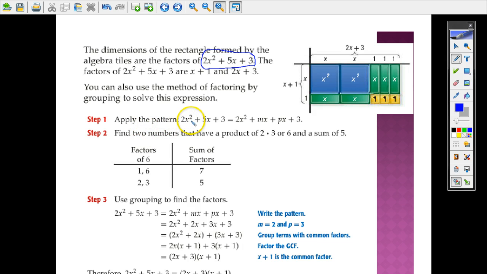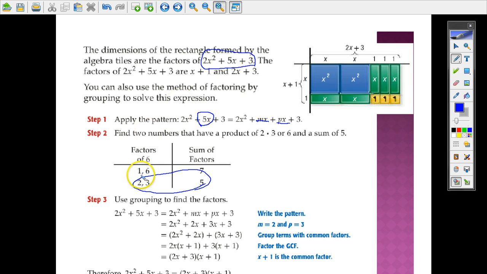Okay, 2x squared, and with this 5x, you're going to have mx and then px added, and then there's your 3. So find two numbers that have a product of 2 times 3, or 6, and a sum of 5. Okay, so factors of 6 and sum of 5. So what numbers do you multiply to get 6? 1 times 6 is 6. So when you add it, it's 7. That's not what you want. You have also 2 times 3, which is also 6, and when added is 5. So bingo, that's the ones you want. You want 2 and 3.